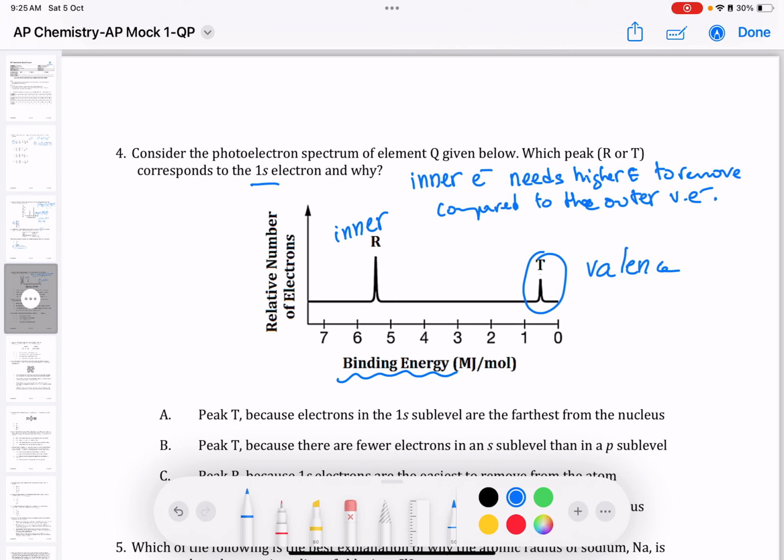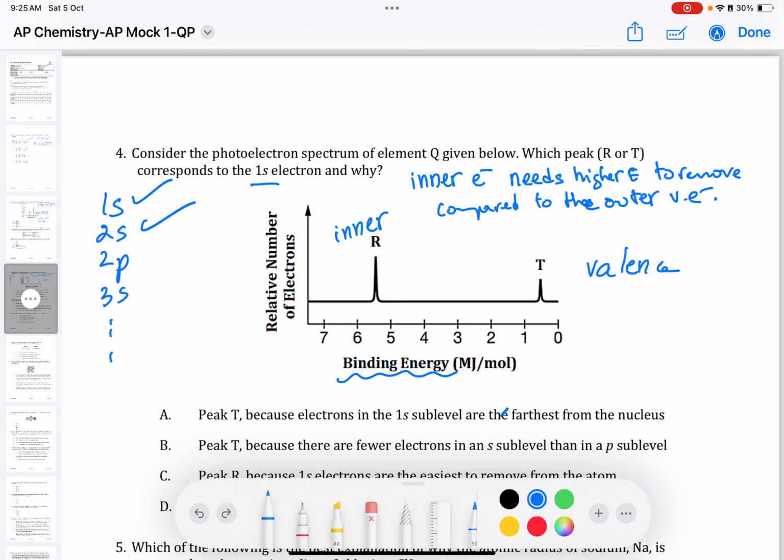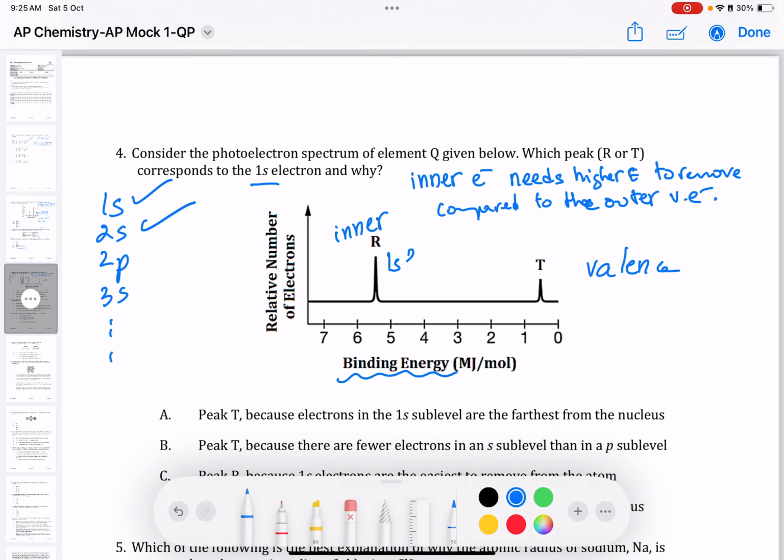Now in the configuration, we always start 1s, 2s, 2p, 3s, etc. So here we have 2 peaks. So it's the 1s2 and the 2s. Now look at peak T. It's half of the peak of R. So the first one is 1s2 and the second peak is 2s1.